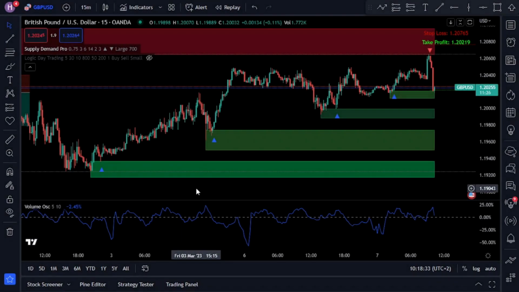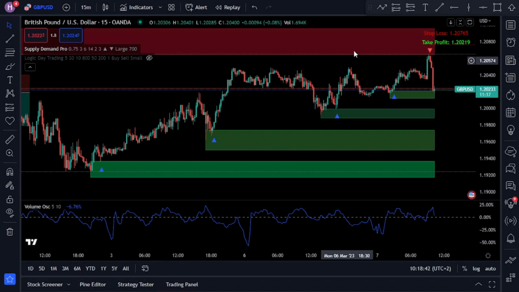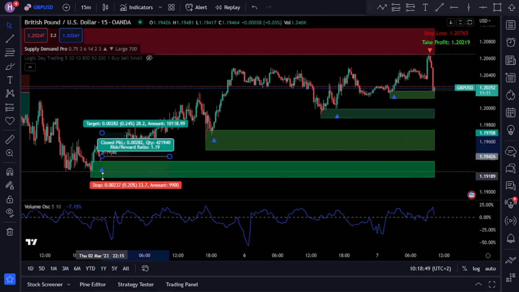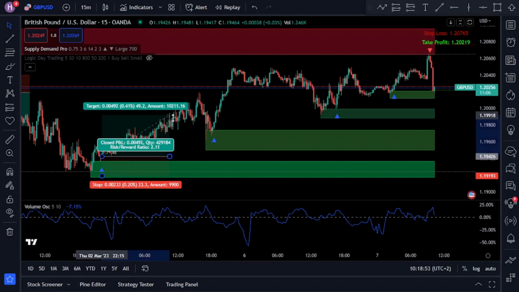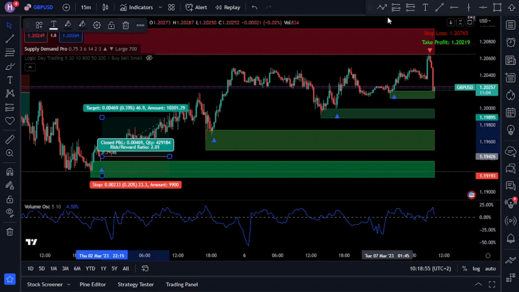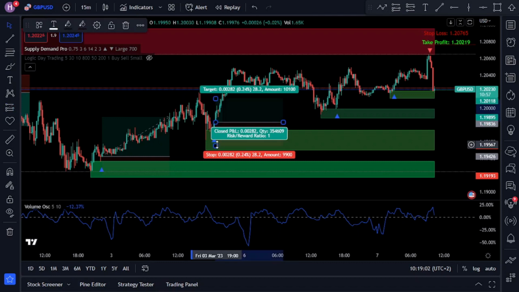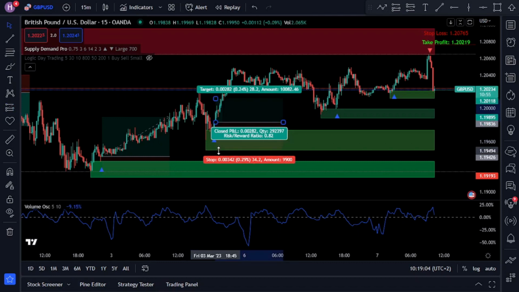Let's get started with the first indicator in our strategy, which is the Supply Demand Trading Pro indicator. Supply and demand trading is the approach that involves analyzing price charts to identify key levels of supply, selling pressure, and demand, buying pressure in the market. Traders who use this approach seek to identify these areas in the market where price is likely to reverse or break out because of shifts in supply and demand.